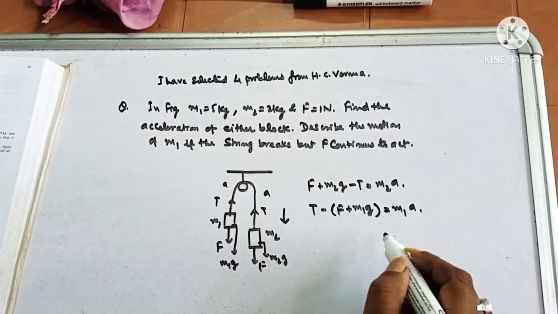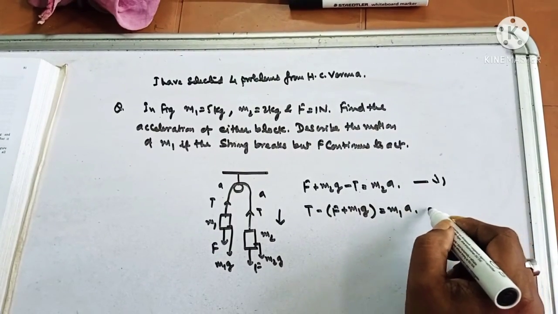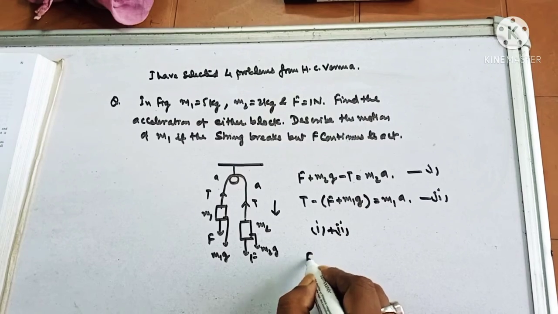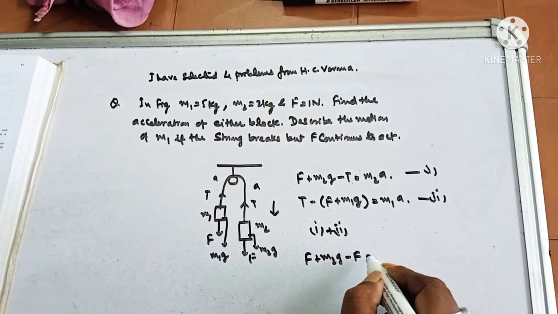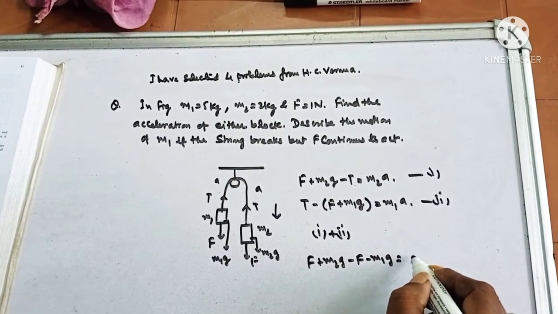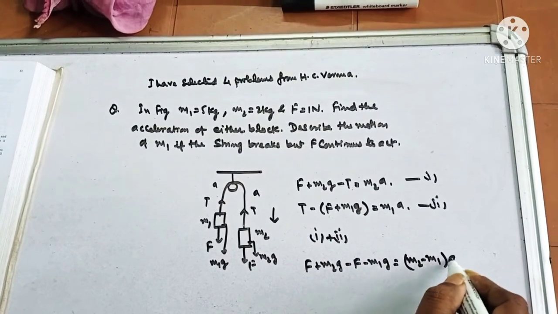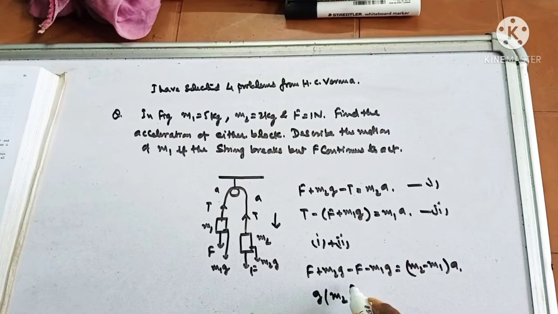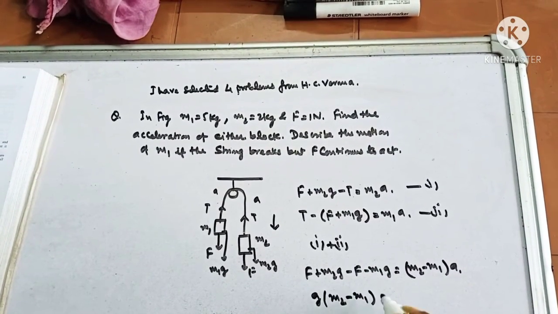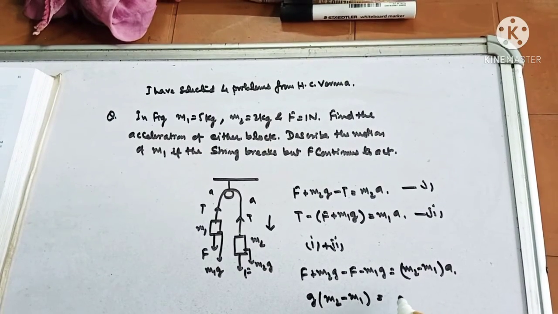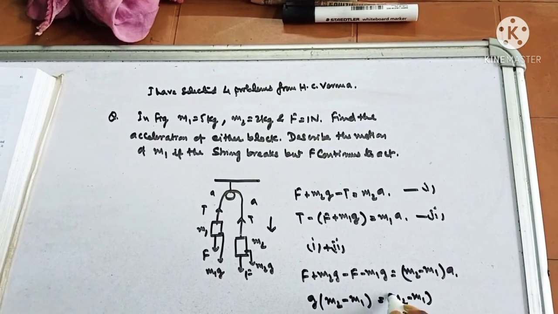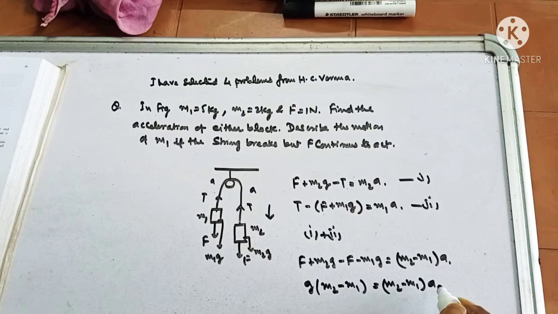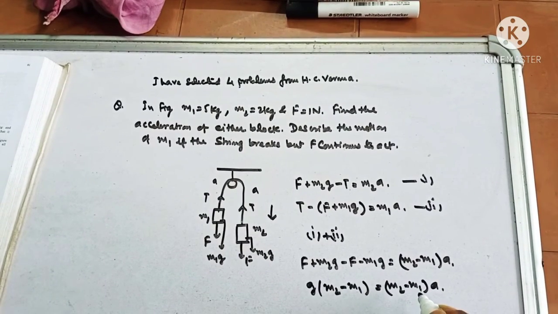Now this is equation 1 and this is equation 2, so I am going to add 1 plus 2. T cancels out, so F plus m2g minus F minus m1g is equal to m2 minus m1 into a. F cancels out, so g into m2 minus m1 is equal to m2 minus m1 into a. Now I have a problem here, this cancels out, and I'm getting acceleration a equal to g.